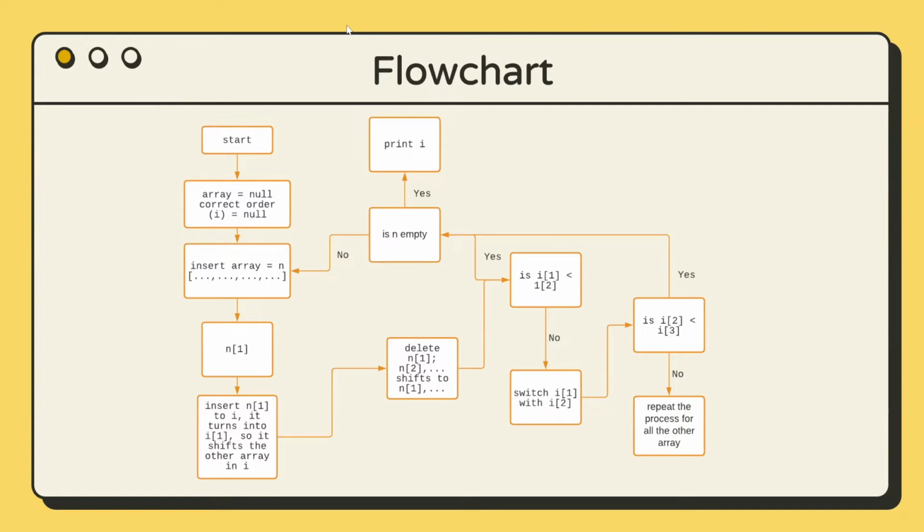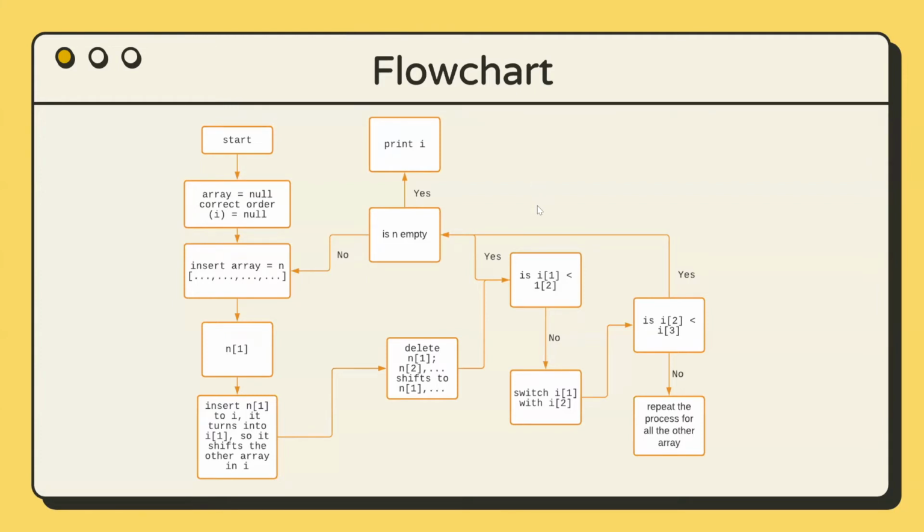Okay, so after that, we're going to delete the old N1, and then N2 will move back to N1 and so on. And after that, the algorithm will check if I1 is less than I2. If I1 is less than I2, then we will go back to check if the N list is empty. If it's not empty, we will go back and repeat the process again. If it's empty, it will print what the final I list is.